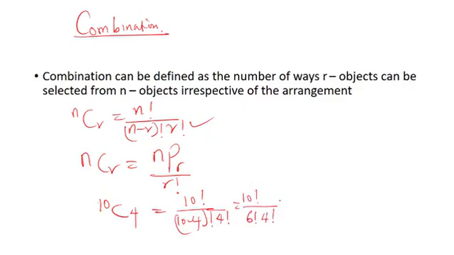then 4 factorial. And this is equal to 10 times 9 times 8 times 7 times 6 factorial over 6 factorial times 4 factorial. So that 6 factorial goes with 6 factorial. We now have 10 times 9 times 8 times 7 over 4 factorial, which is equal to 210. So the value for 10 combination 4 is 210.